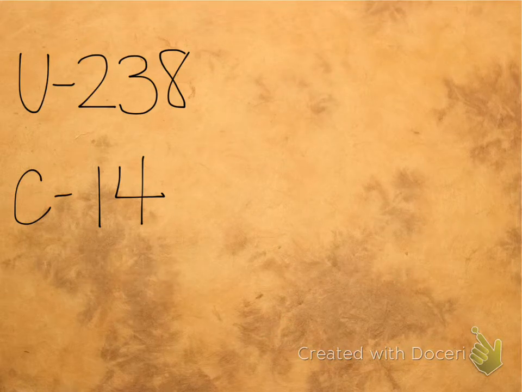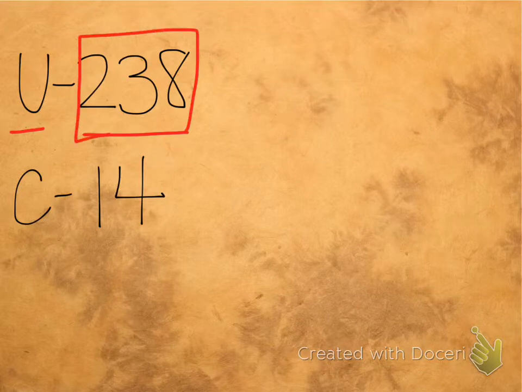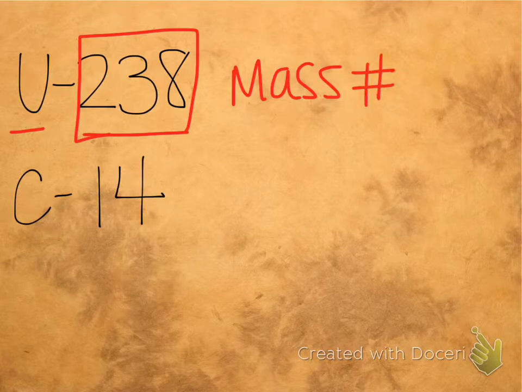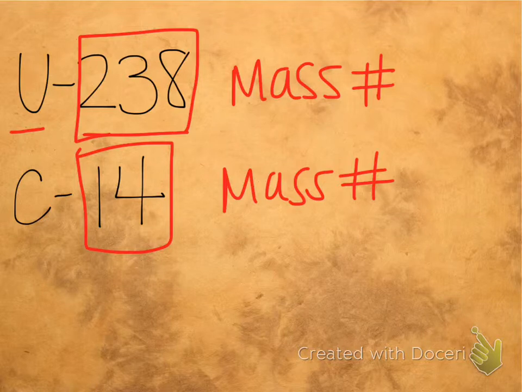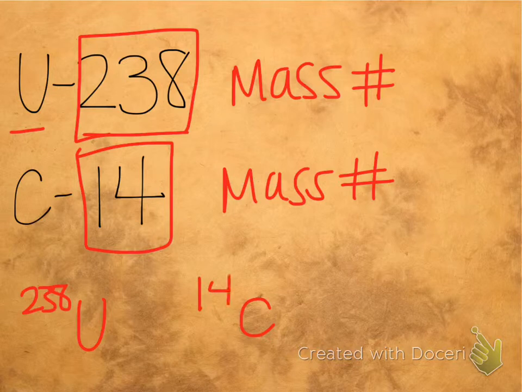This is another way that we could write an isotope. So you're looking at uranium-238. This 238 right here is another way for us to write the mass number, or the atomic mass. So 14, that's also your mass number. So that's the same thing as us writing the U with the 238 or the carbon with the 14 up here. It's just a different way of writing it, so make sure that you are able to recognize that as well.